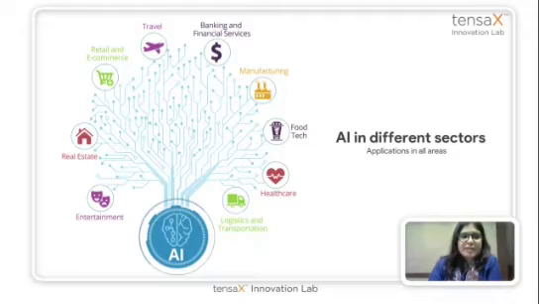Retail and e-commerce, Amazon is a great example. Travel, everybody's searching for travel destinations based on certain parameters. Manufacturing, food technology, everywhere, artificial intelligence can be applied. So what we're going to do now is evaluate a few of these and see exactly where artificial intelligence is coming in.